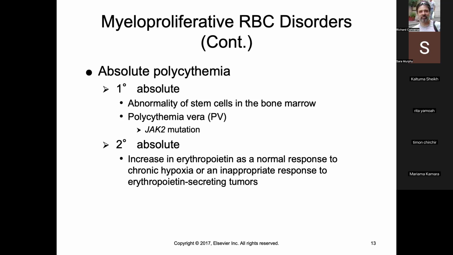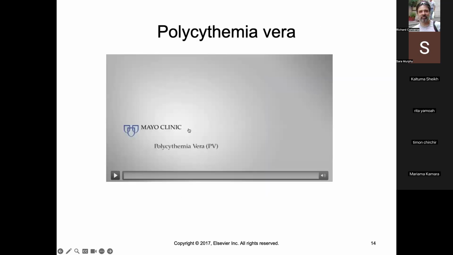Okay. An example is polycythemia vera, which we'll hear about in a second. It's a result of JAK2 mutation. Secondary polycythemia, as we've discussed, is a normal response to low oxygen levels or an inappropriate response to erythropoietin-secreting tumors. Okay, so you would find a lot of those, for instance, in the kidney. So let's look at polycythemia vera.